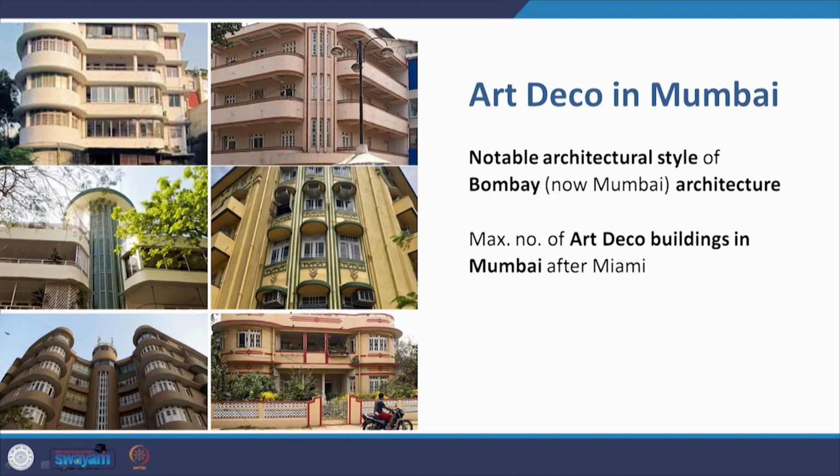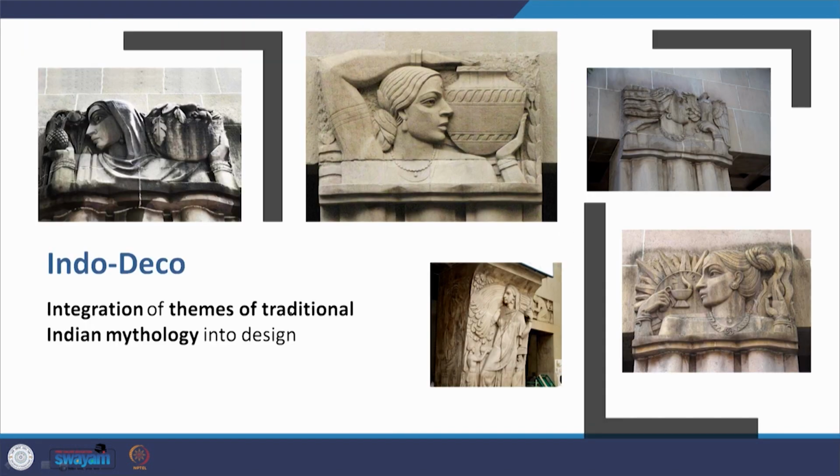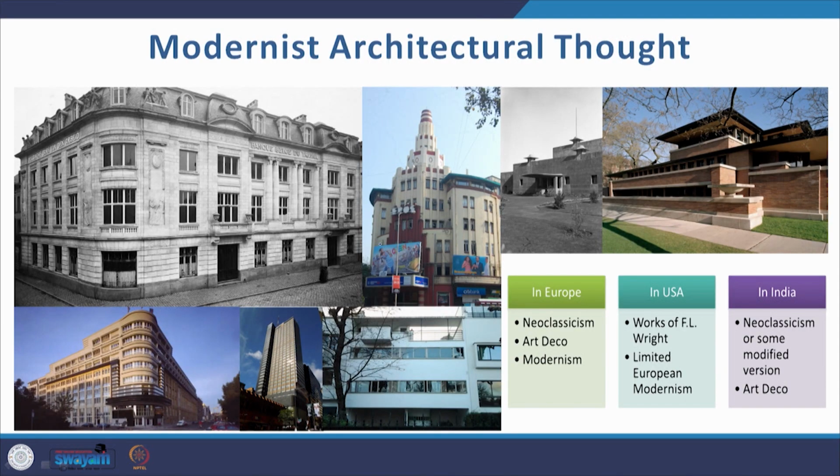Then we talked about Art Deco in Mumbai, notably the architectural style of Bombay architecture, having the maximum number of Art Deco buildings in the world after Miami. And we'd also talked about a very typical form of Art Deco called Indo-Deco, where we integrated themes of traditional Indian mythology in an Art Deco format. So we see that in these artworks that came to embellish the Art Deco buildings of the time.